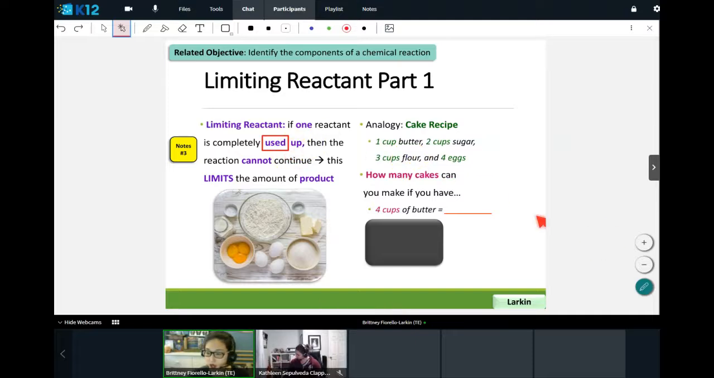All right, smiley face emojis if that makes sense. It's going to prevent us from making more cakes. Excellent. Thank you. I like that, Octopus. Thank you, Miles. Yes, perfect.